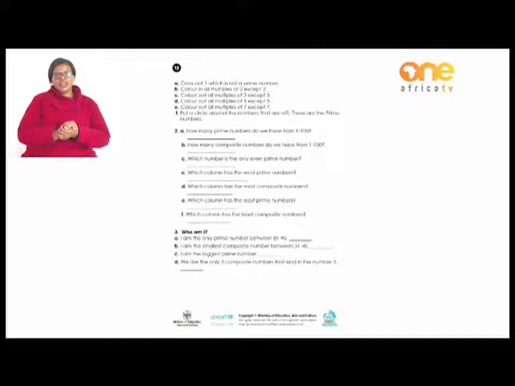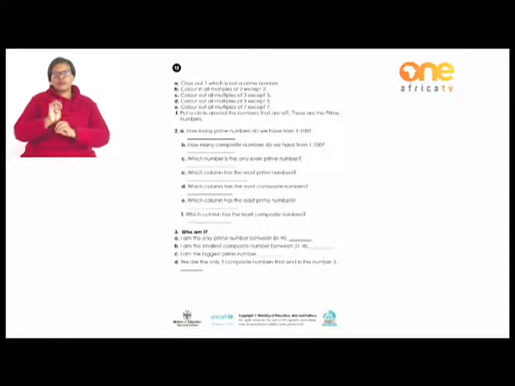Now, once you are done, at least up to E, you're going to notice certain things. You will notice that some numbers are colored and some numbers are not colored. So what does that mean? All the numbers that are not colored, they are your prime numbers. Okay? And if we look at question F, it says, put a circle around the numbers that are left. In other words, those numbers that are not colored, put a circle around them. In other words, encircle them, because they will be your prime numbers.